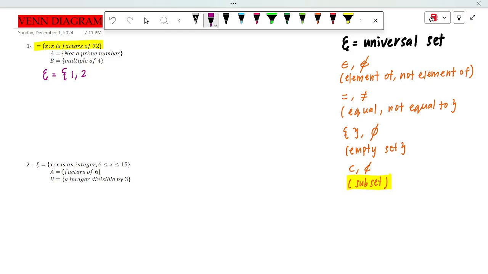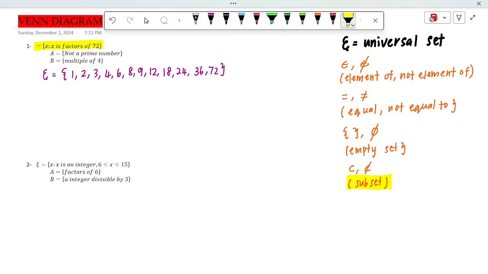So 1, 2, 3, 4, 6, 8, 9, 12, 18, 24, 36, and 72. Okay, so you can just use your listing method you all have studied in Form 1 Chapter 2, Factors and Multiples. List out all your factors.